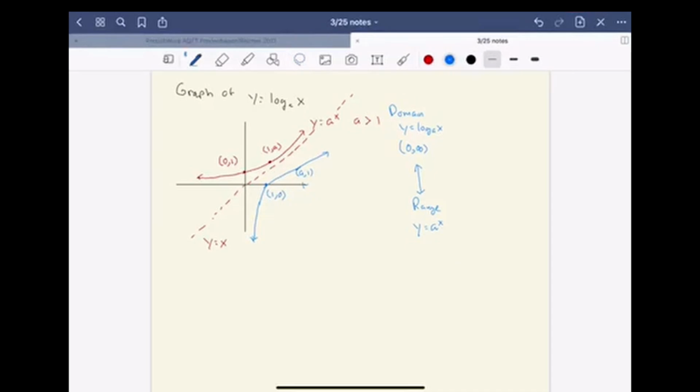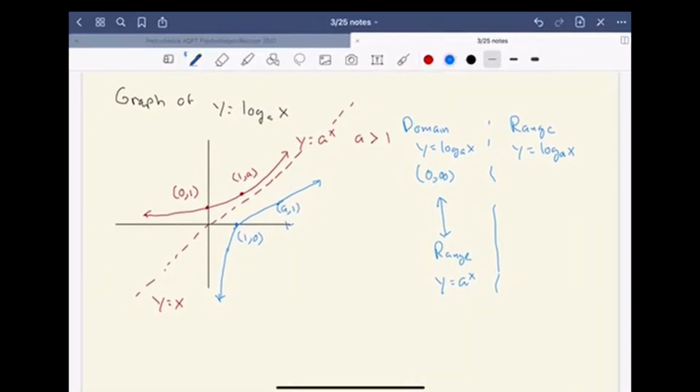Likewise, the range of y equals logarithm is going to be from negative infinity to infinity. Remember, that's the set of y values. This goes down to negative infinity and keeps going up to positive infinity. Okay? But when you go left, you've got a barrier here you can't cross. That's that 0 that was here in the domain.